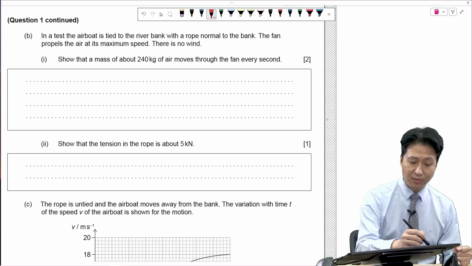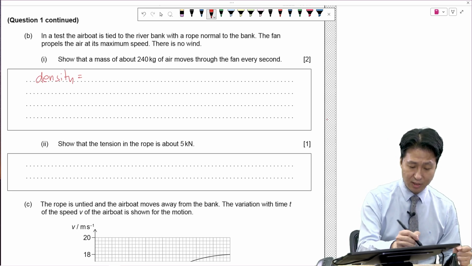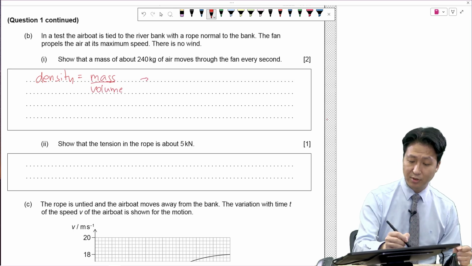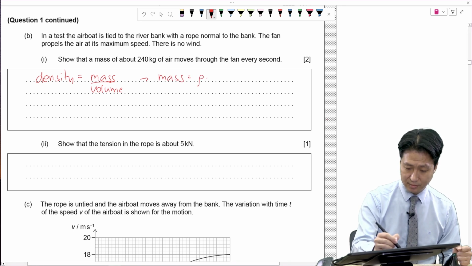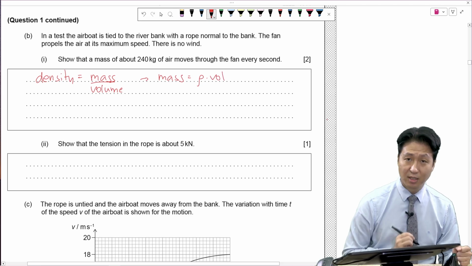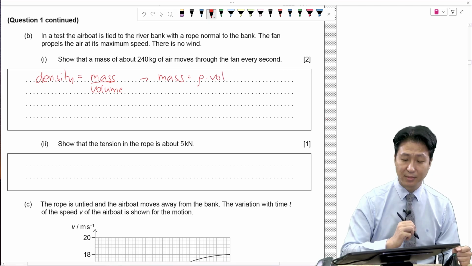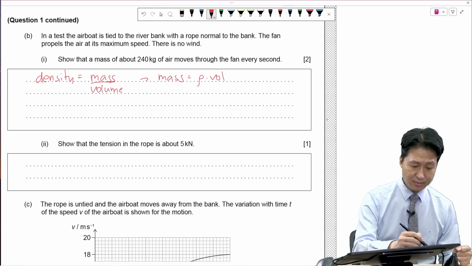Earlier in the problem, you're given density. So density is equal to the mass over the volume. And this tells you that the mass is equal to the density, let's call it rho, times the volume of the air. Now, how do you find the volume?